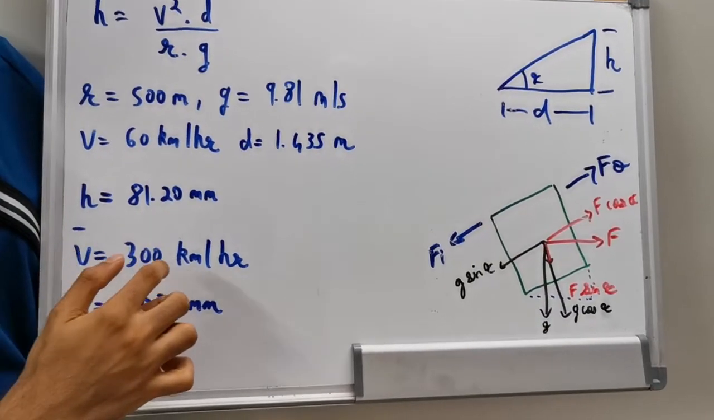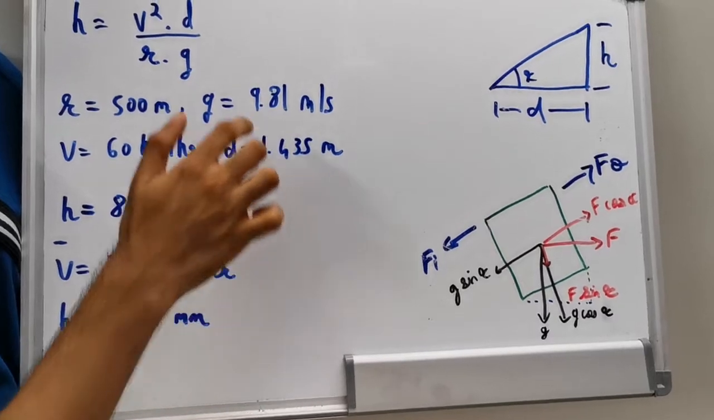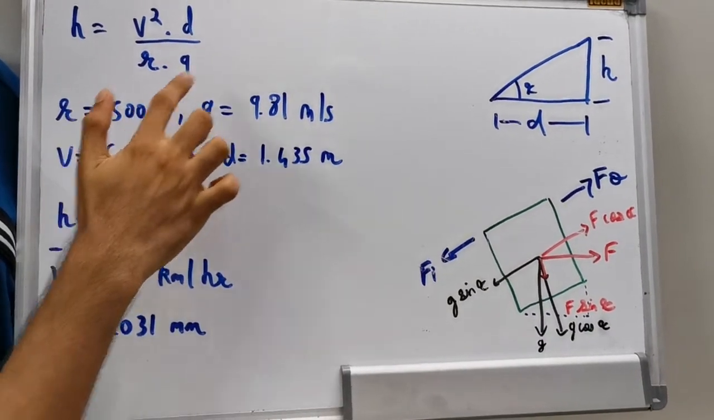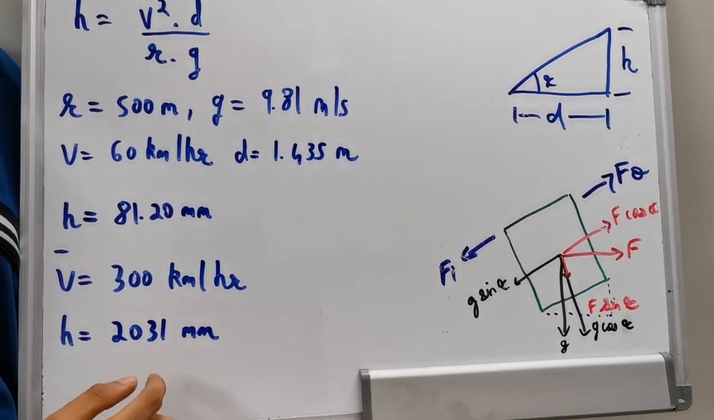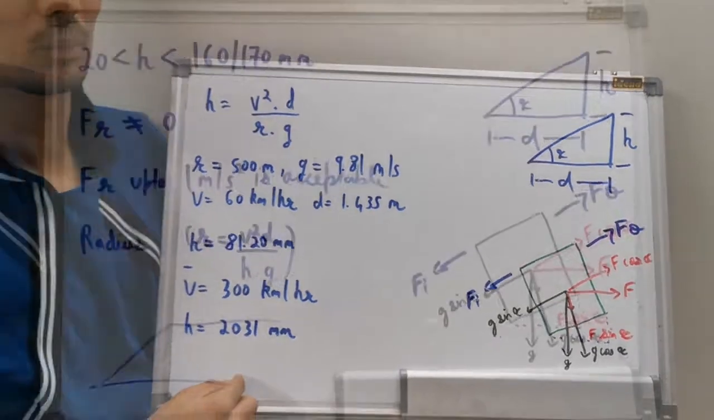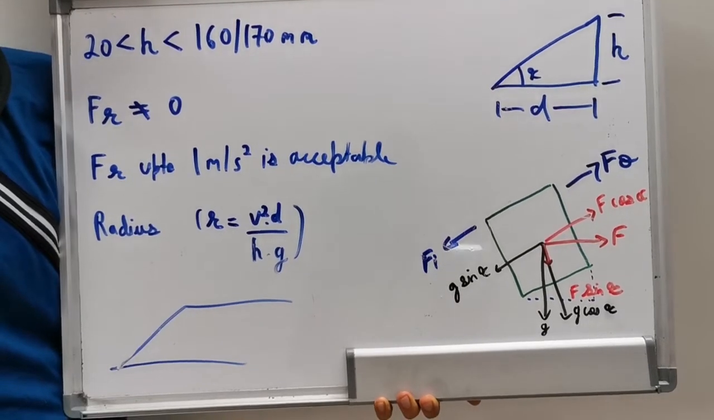Now let's say the train is going at 300 kilometers per hour. If you take the value of 300 kilometers per hour and put it in this equation, keeping all other values constant, we get a height of 2031 mm. That is nearly equal to 2 meters. As you saw, you got a cant of 2000 mm, which is not possible.